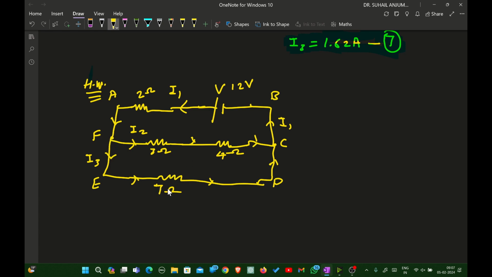So the question is: find out the voltage drop across the 7 ohm resistance. You can apply KCL, KVL, both of them. This is very easy to solve. Such types of examples are asked in most of the competitive exams, so you should be prepared for such exams. Now you can comment the answer: what will be the voltage drop across the 7 ohm resistance.